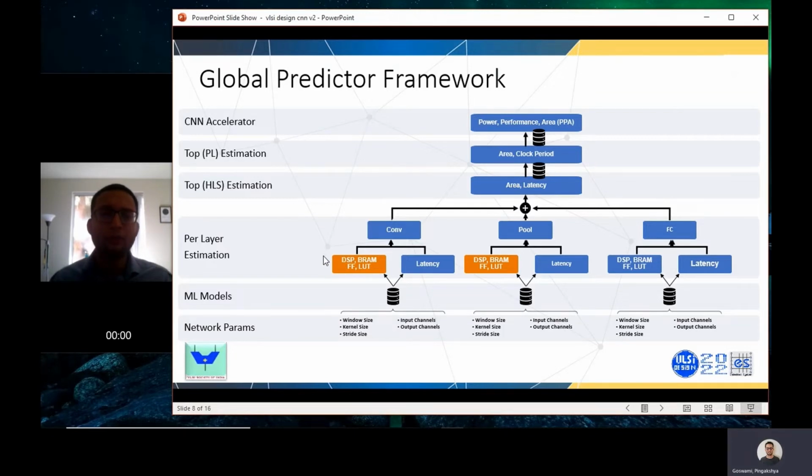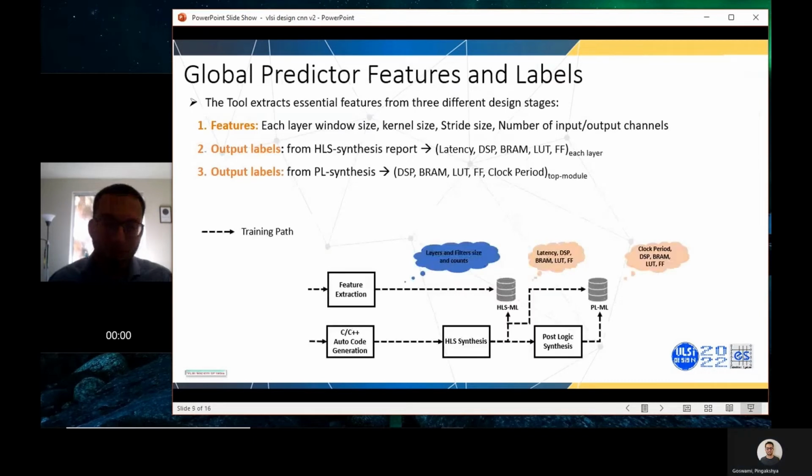Global predictor works in a bottom-up fashion. Initially, we predict the resource requirement and latency for each of the layers of the CNN, meaning convolution layer, pooling layer, and fully connected layer. And later, if we have two convolution layers or two pooling layers, we predict for each of the layers. Then for the top module, we add each of the predictions given by the convolution layer, pooling layer, and fully connected layer to get the performance and area requirement of the top module.